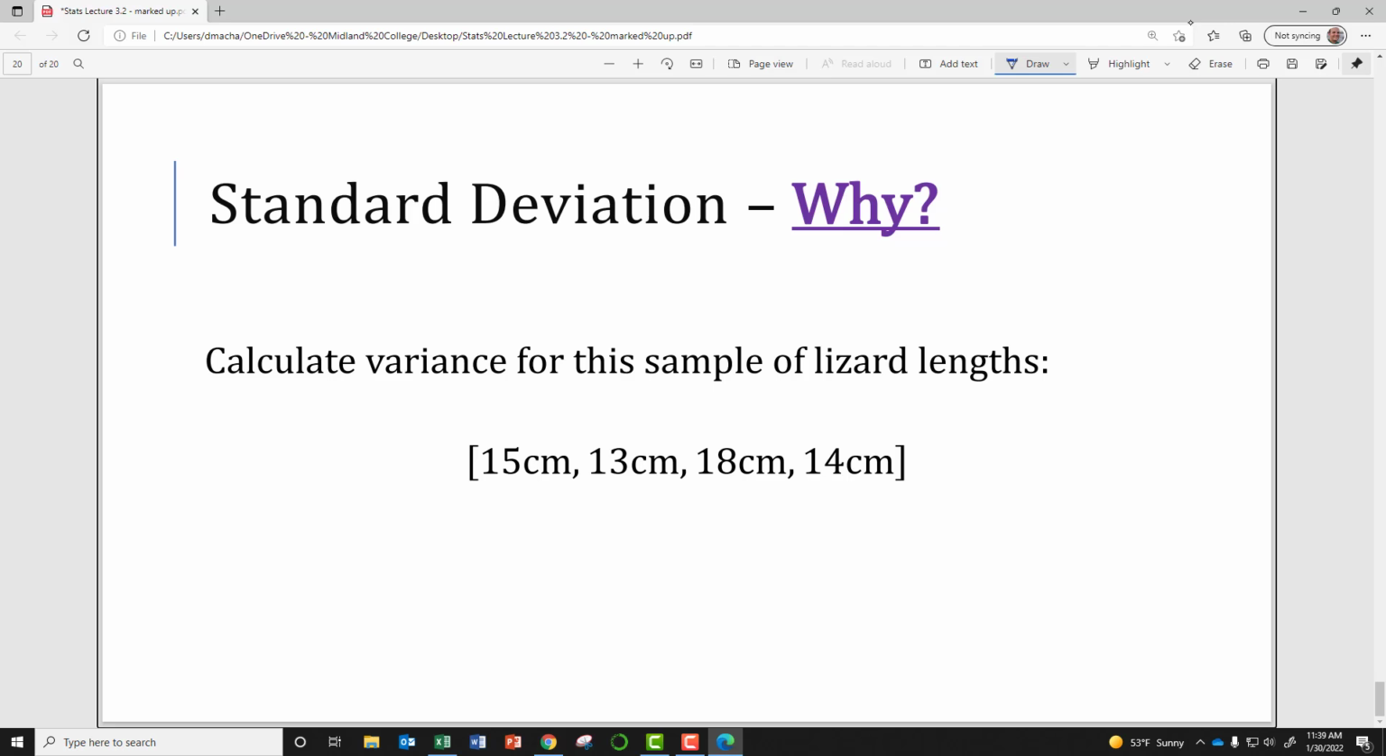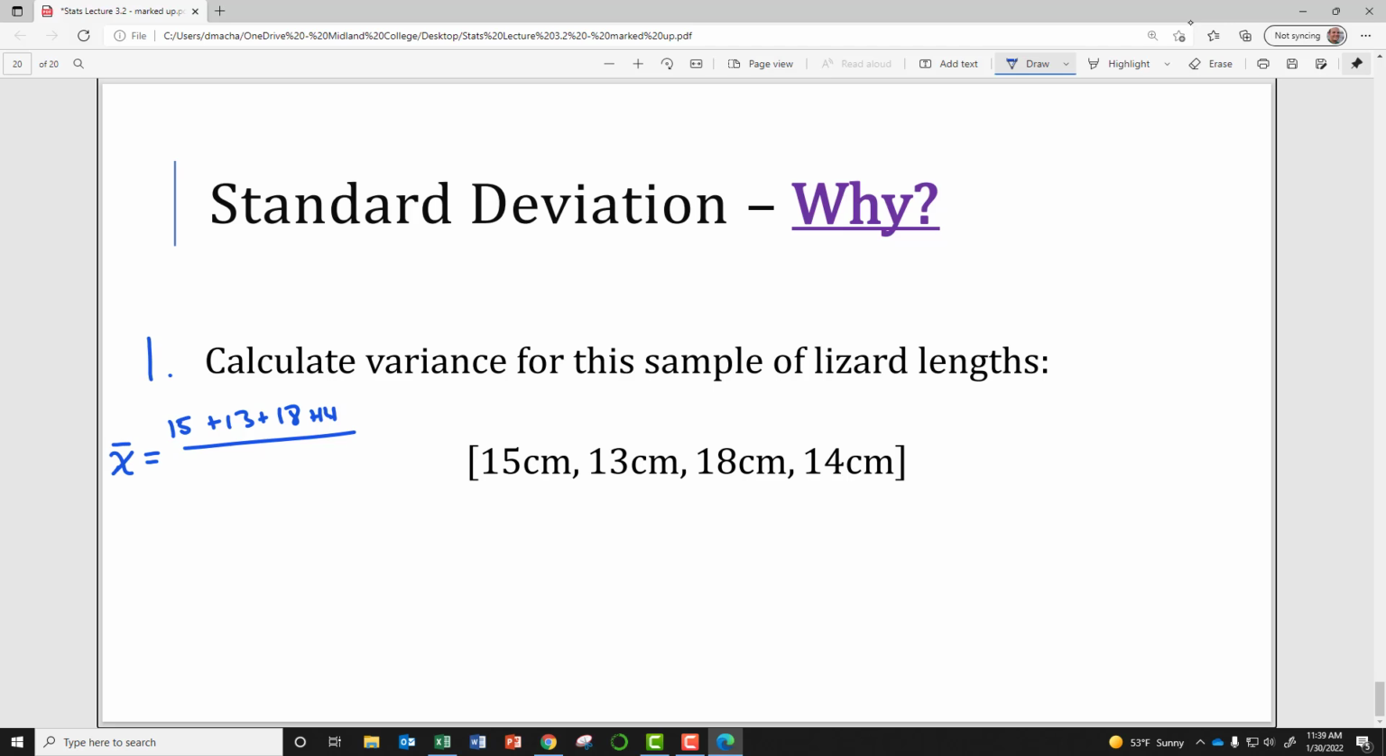So why would we bother talking about standard deviation? If variance is already a good measure of the dispersion of a data set, why would we bother calculating standard deviation? Well, we're going to illustrate this by calculating the variance for this sample of lizard lengths. And so to do this, we first need to know the sample mean. Sample mean being x bar, that will be 15 plus 13 plus 18 plus 14.